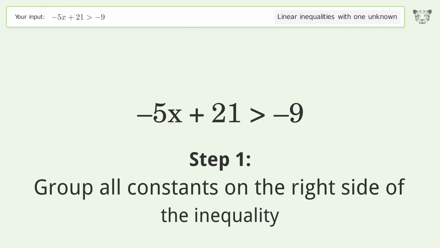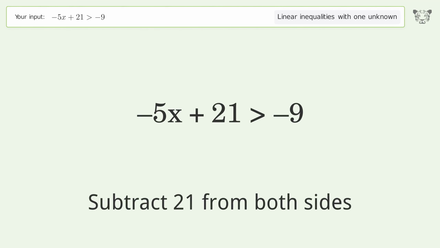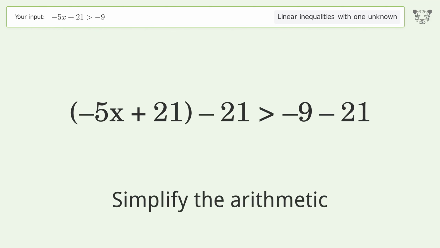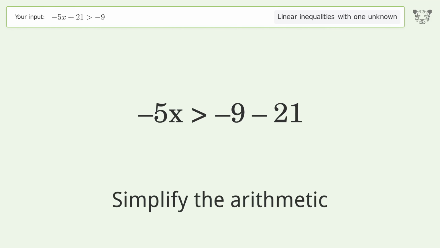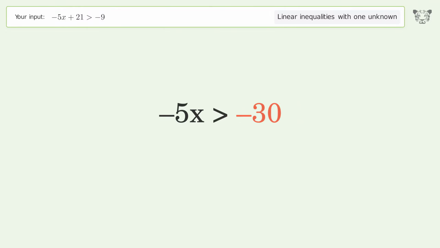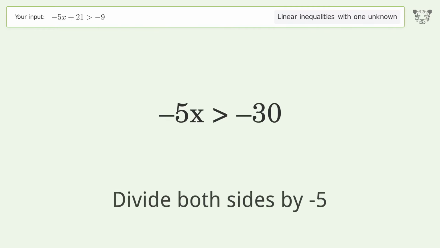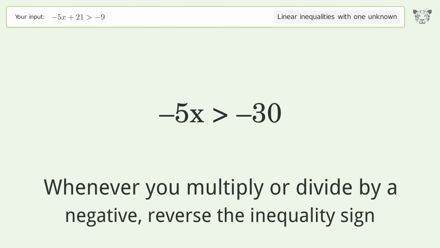Group all constants on the right side of the inequality. Subtract 21 from both sides. Simplify the arithmetic. Isolate the x. Divide both sides by -5. Whenever you multiply or divide by a negative, reverse the inequality sign.